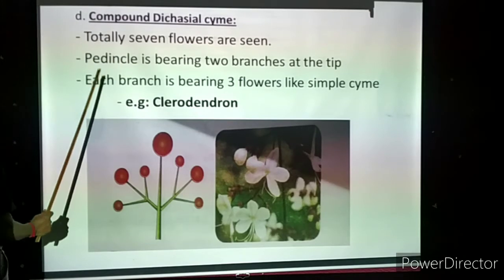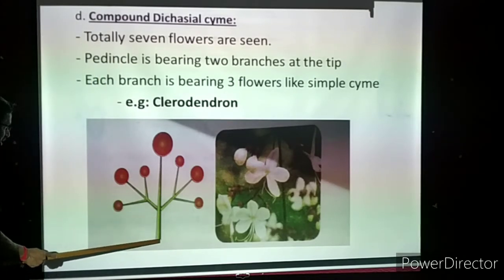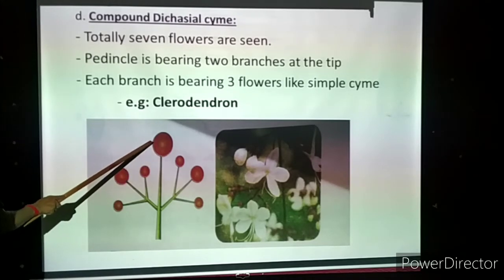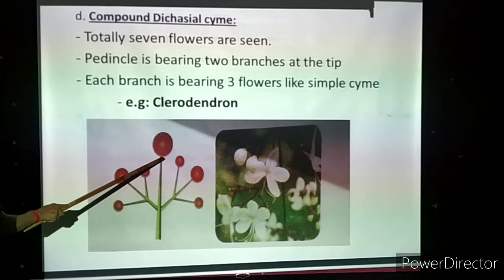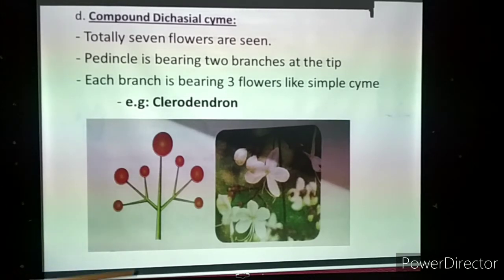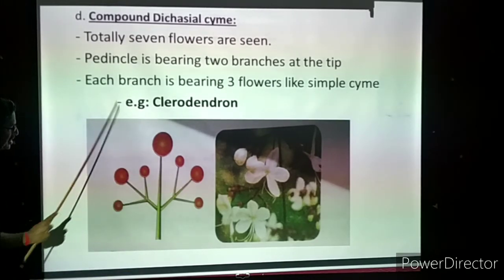Totally 7 flowers are seen. Now I will tell how it is. This is the main peduncle. It is growing, then growth is stopped. Then one flower will be formed. It is the first formed flower. It is also called the oldest flower. Okay, the 2 branches are arising just like in the previous one.